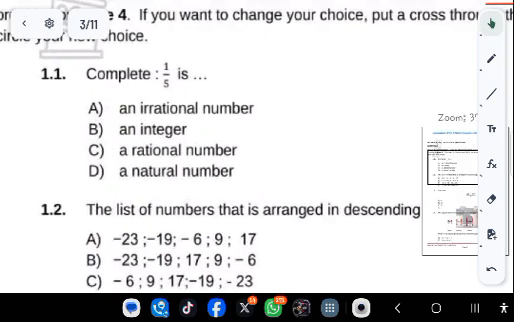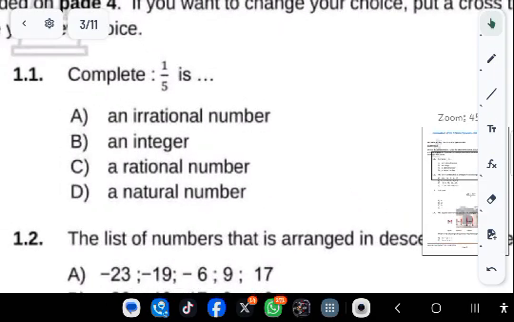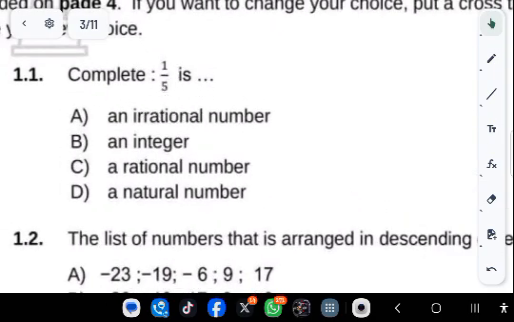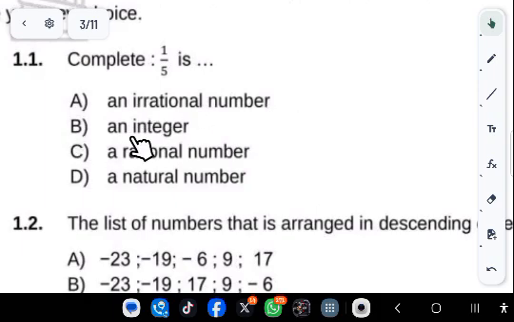That's all you need to do. Now let's start. Question 1.1. Complete. 1 over 5 is it an irrational number? Is it an integer? Is it a rational number? Is it a natural number?